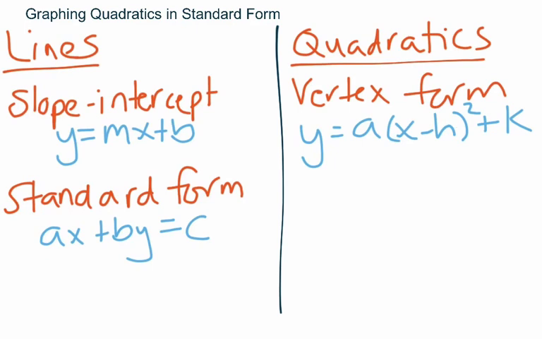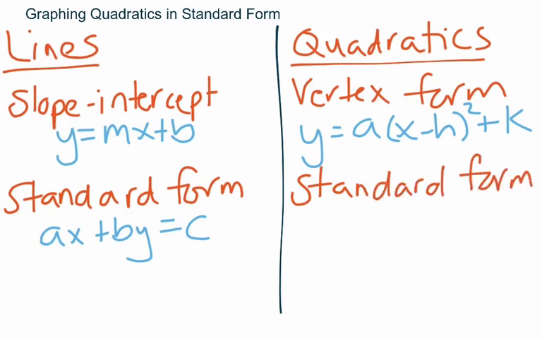And so in the last class, we practiced graphing by identifying the left and the right and up and down and the flip, and we were able to sketch them. Well, today we're going to look at something called the standard form of a quadratic. And the standard form of a quadratic looks like this.